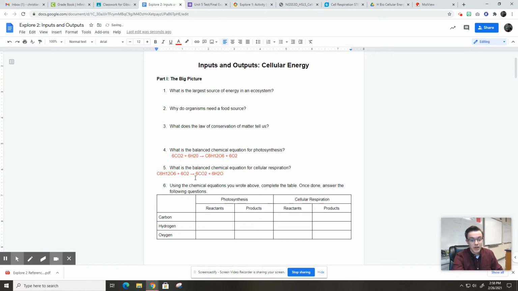Okay, and if you were to go through and count that again now, you would see that we still have 6 carbons on the left, 6 on the right, that's balanced. We have 12 hydrogens on the left, 12 on the right, that's balanced. And we have 18 oxygens on the left, 18 oxygens on the right.